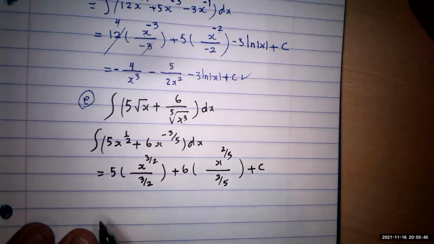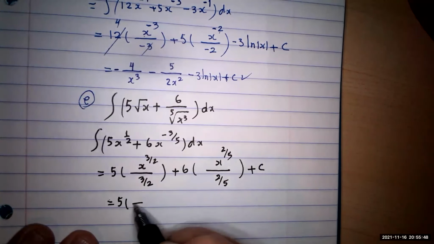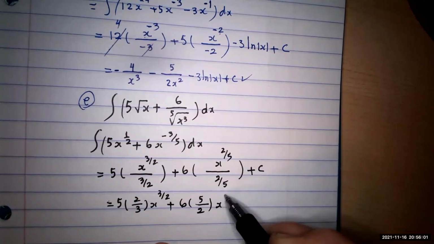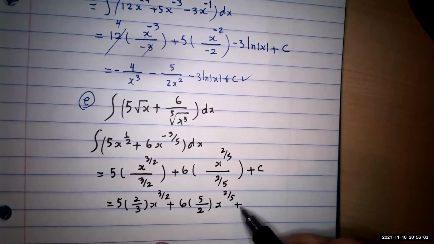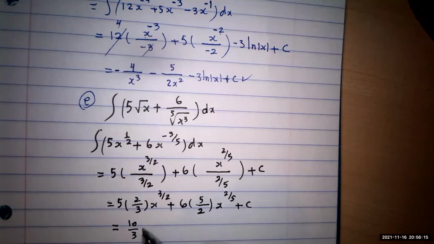Change these fractions, flip them, reciprocal. 5 times 2/3 x to the 3/2 plus 6 times 5/2 x to the 2/5 plus c. I just use the reciprocal and simplify if you can, or otherwise write it as a fraction. 5 times 2, 10, 10/3 x to the 3/2.